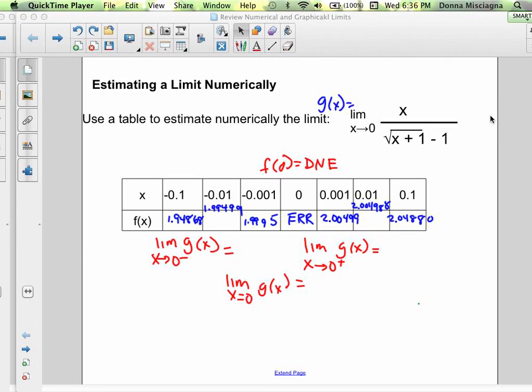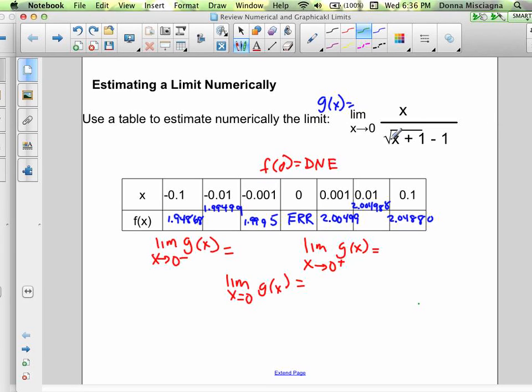So use a table to estimate numerically the limit of g of x as x approaches 0 of x divided by the square root of x plus 1 minus 1. Now, of course, our function is undefined when x is 0. If we plug in 0 for x, we would end up with the square root of 1, which is 1 minus 1. That's going to be 0 in the denominator. So our function definitely does not exist when x equals 0.